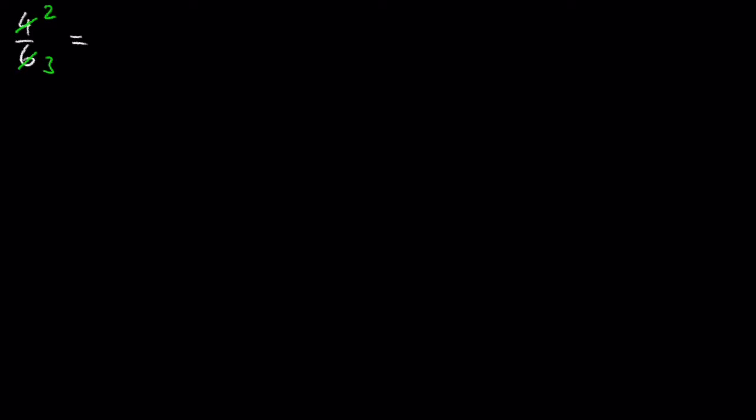Now we should try again to find a number which is a divisor of 2 and 3. But we can stop here and we are done. I can tell you there is no more number that divides 2 and 3 except the number 1. Why? Because 2 and 3 are prime numbers. So the simplest form of 4 over 6 is 2 over 3.